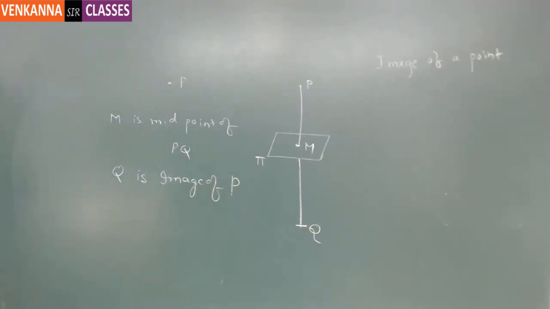So this is the definition of the image of a point. If the point is on the plane, its image is itself. If the point is outside the plane, then Q is called the image of P. M is the midpoint of PQ, and M is nothing but the foot of the perpendicular which is lying on the plane. Okay? Clear? Please take a note of the definition.